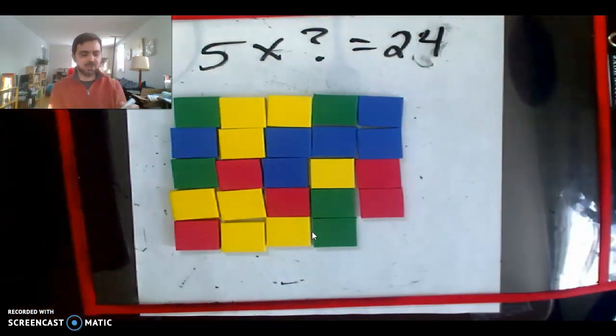It's just not going to happen because you're going to go 5, 10, 15, 20, 25. You're going to skip right over it. And you can see that here. The actual answer, 5 times what equals 24?